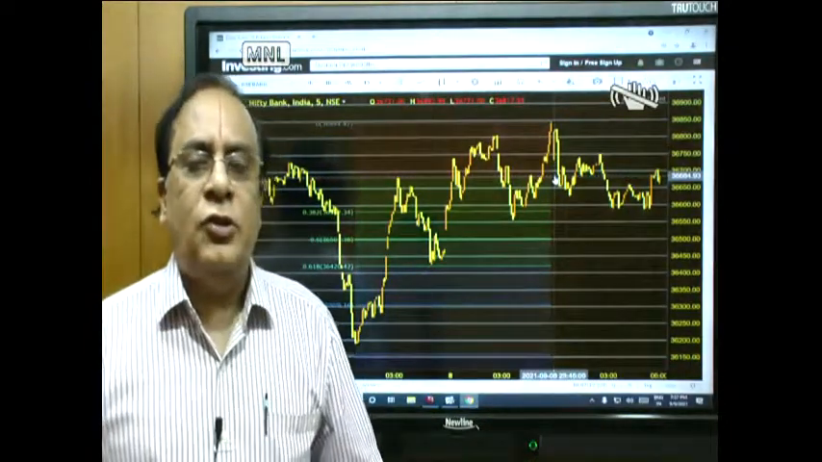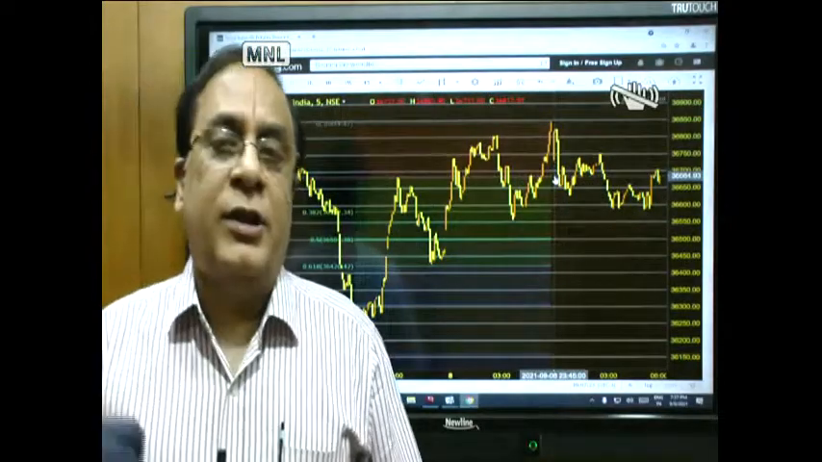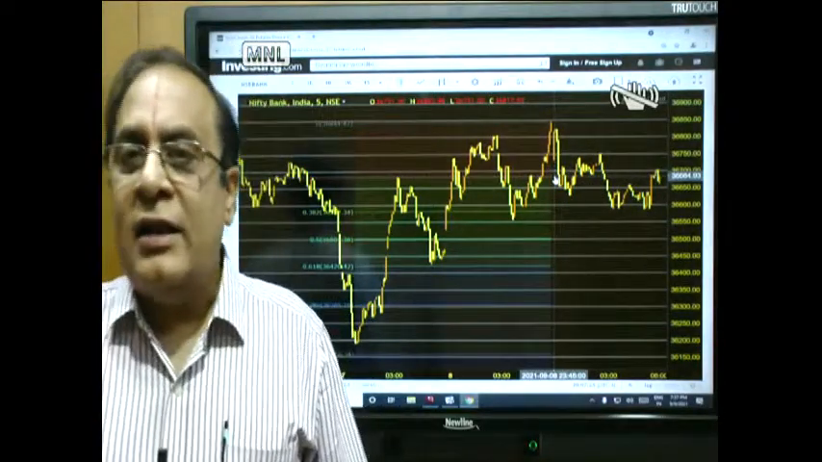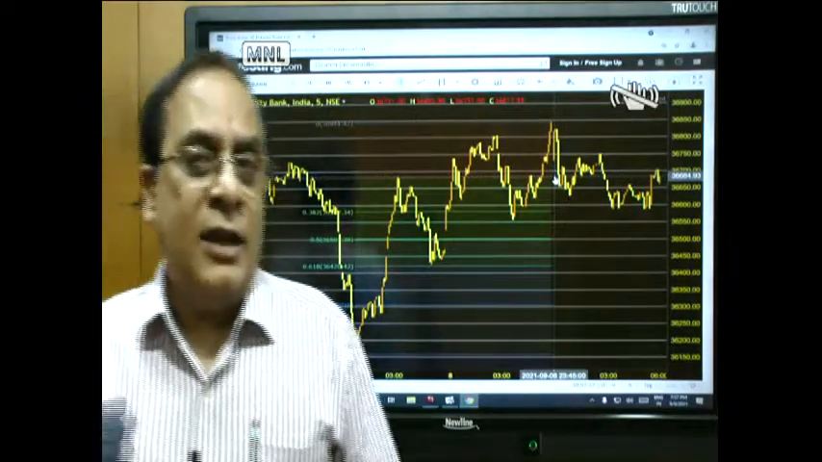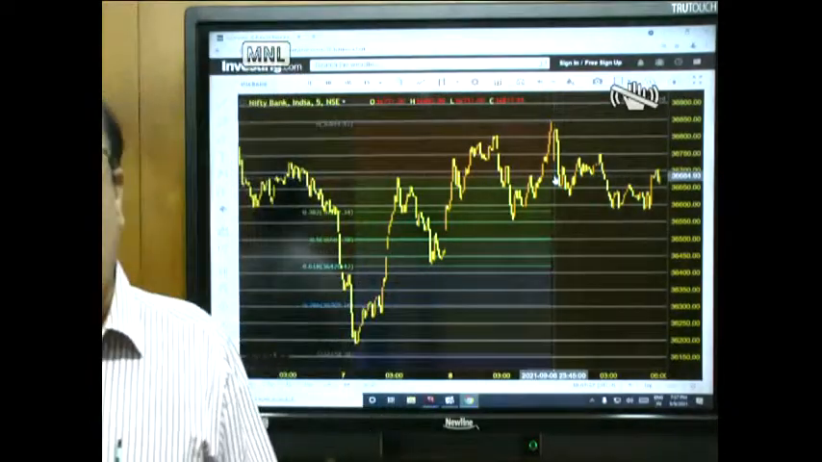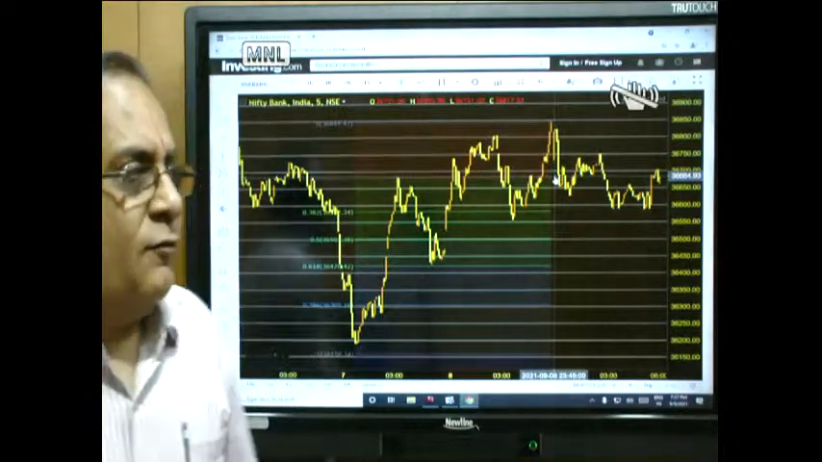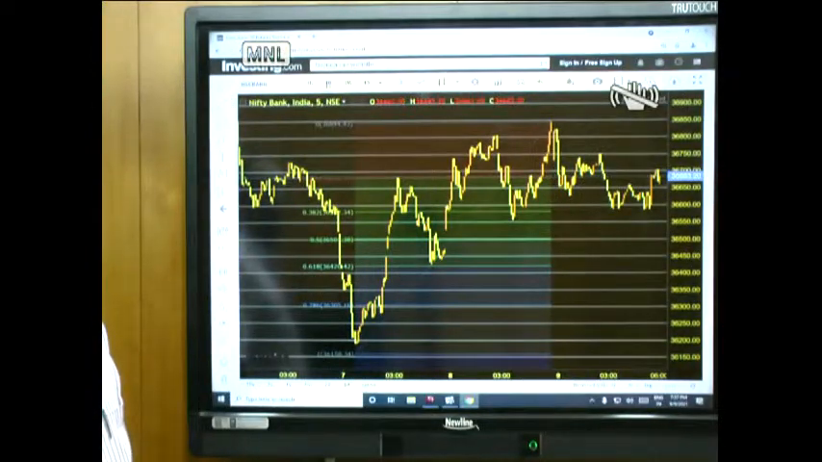So only below 36,420 are we going to be concerned that probably the rally that started to take place from now can get aborted. So we need to be careful at about 36,420. Now we will use the trend line.